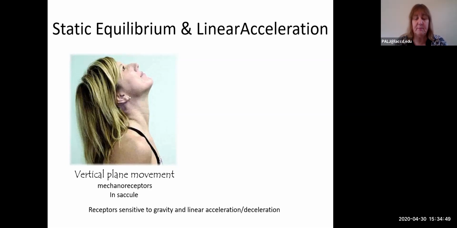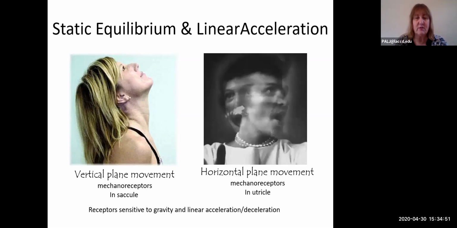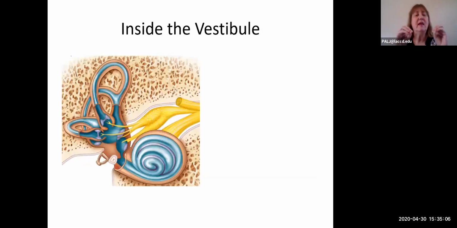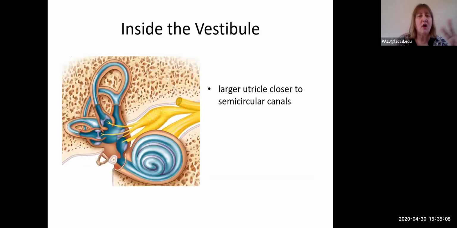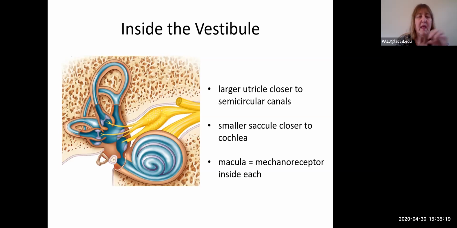In contrast to that, if you're doing horizontal plane movement, like you were saying no, that will involve mechanoreceptors in the utricle. So should we get started? Inside that vestibule, the larger utricle was closer to the semicircular canals, the smaller saccule closer to the cochlea. I know I've said it multiple times. I just want to make sure you're well oriented to where we are.